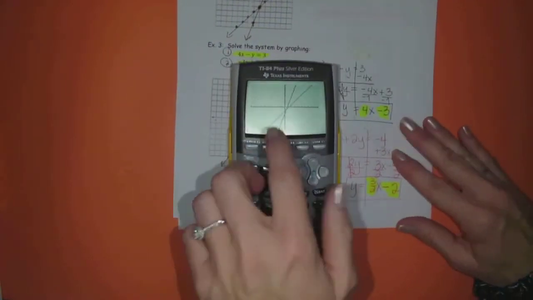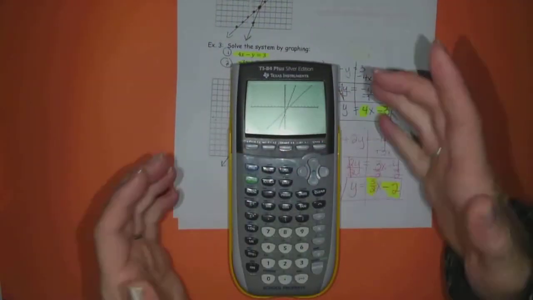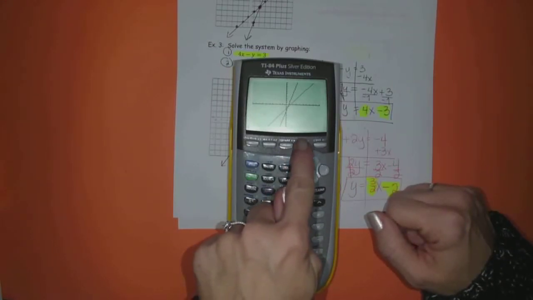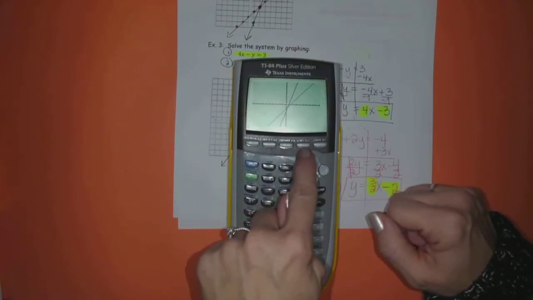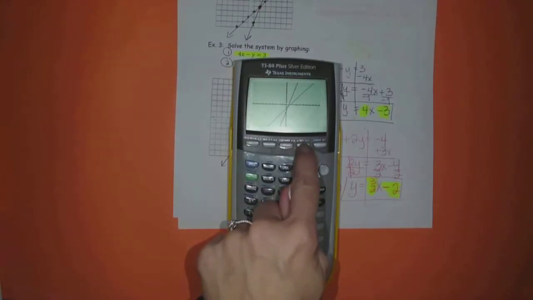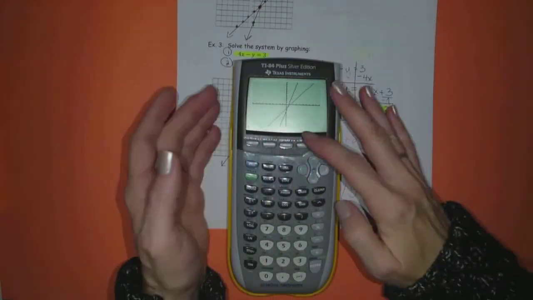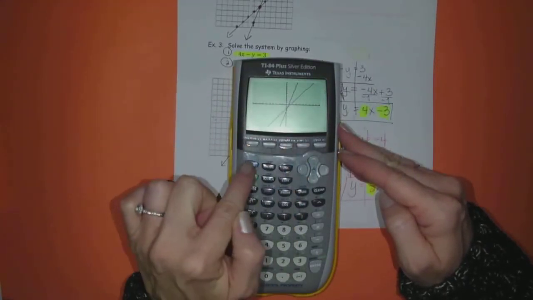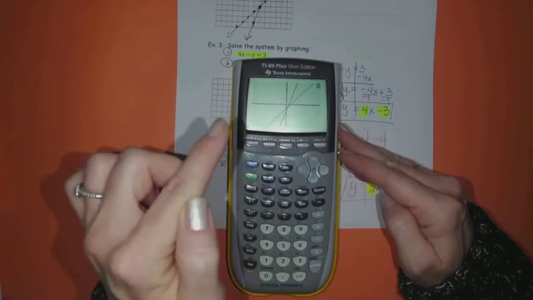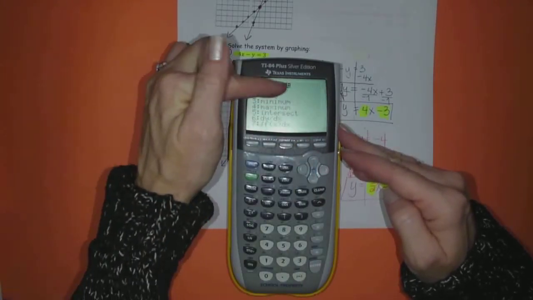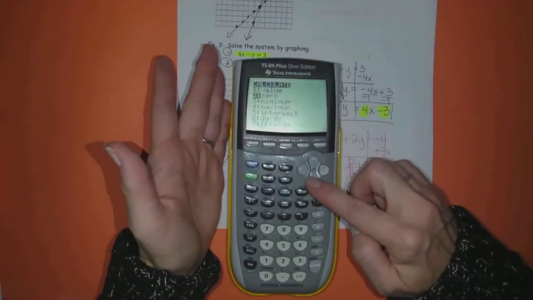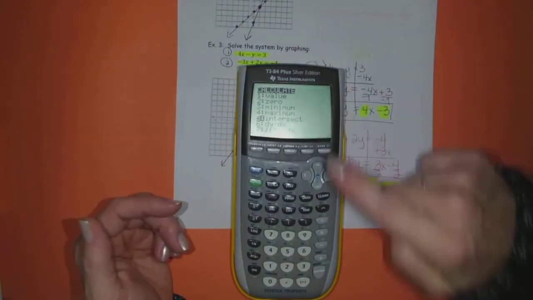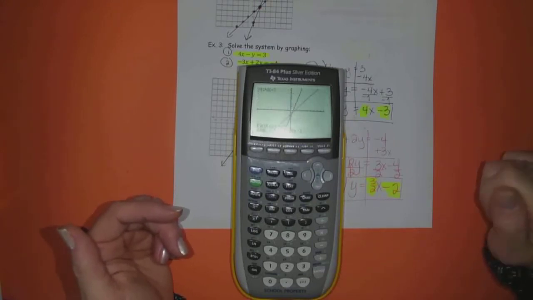Now, the way to find the point of intersection on a TI-84 is pretty simple. You see this trace button right here beside graph. It says trace. Well, above that in blue, it says calc. And so we want to calculate a point of intersection. So we have to press the second button, second, and trace, and you get this menu. I want you to come down to number 5. We want to see where these two lines intersect. So go ahead and hit enter.